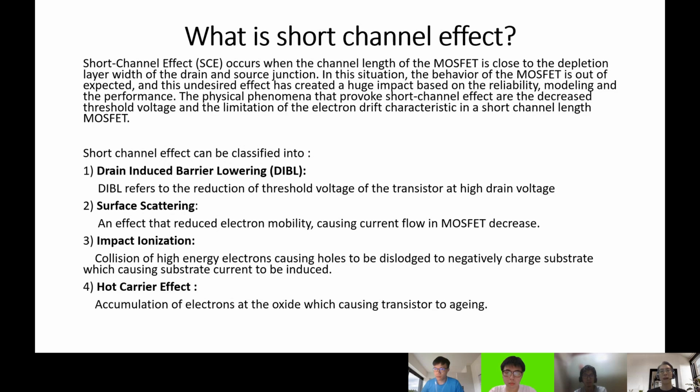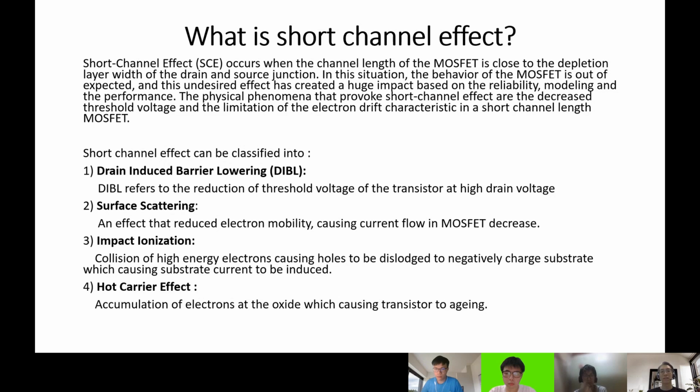There are 4 short channel effects that can be classified. The first one is known as drain induced barrier lowering, also known as DIBL. This DIBL refers to the reduction of threshold voltage of the transistor at high drain voltage.